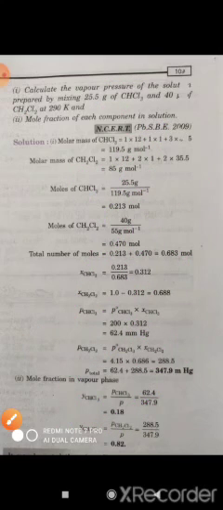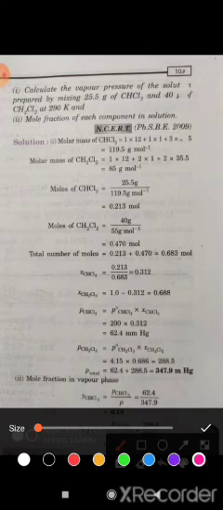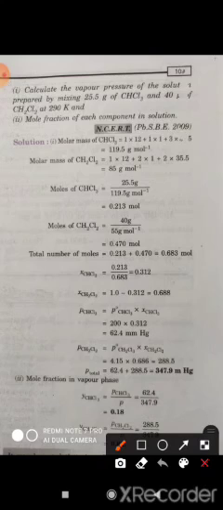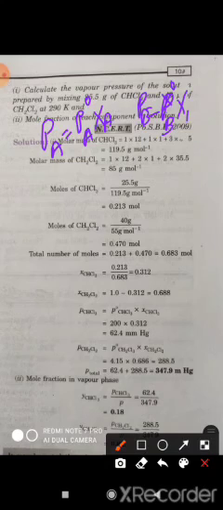So in order to find out PA and PB, we have to use the formula, that is Raoult's law formula. PA is equal to P naught A XA. And PB is equal to P naught B XB. So P naught A and P naught B values are given to us. We have to find out XA and XB.